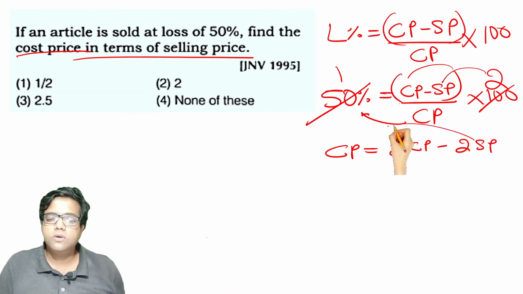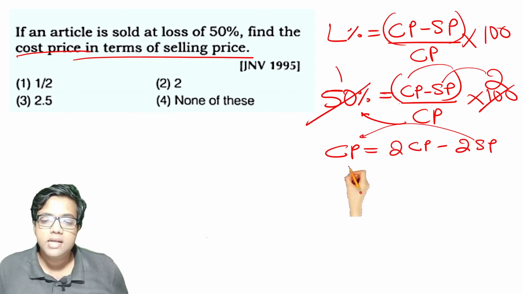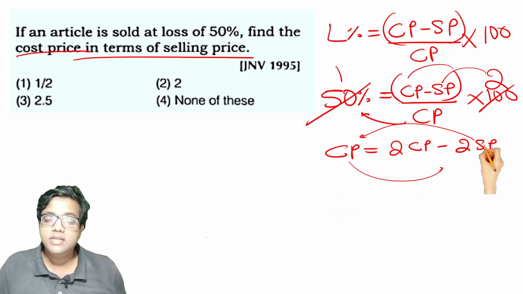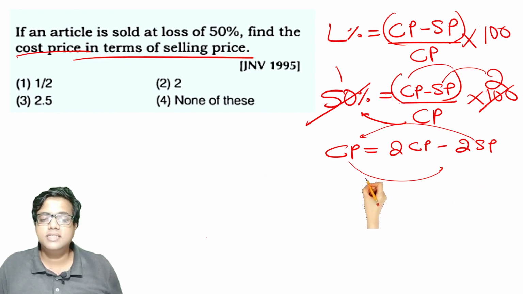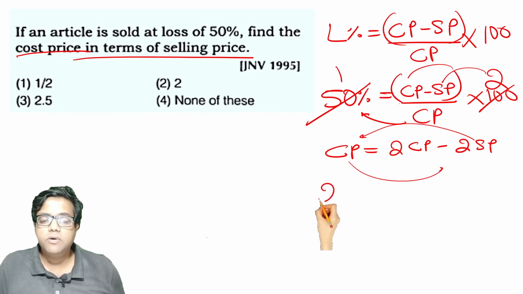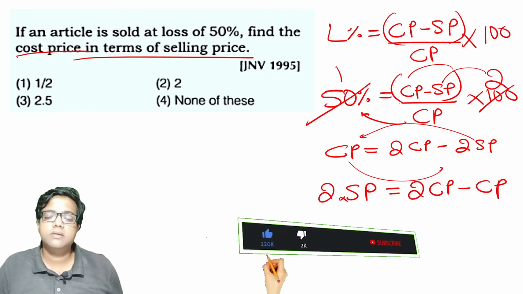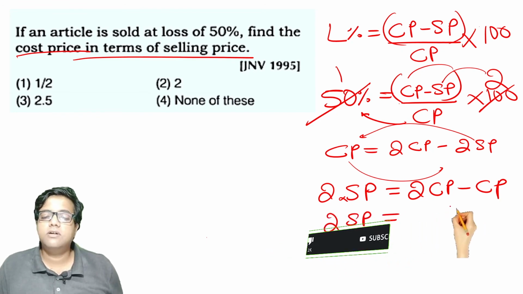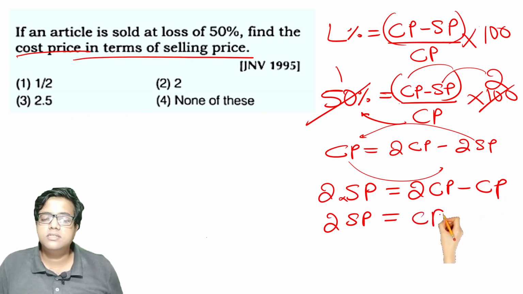This minus SP will come over to the right hand side, and this CP will come over to the left hand side. Minus 2SP will come over to the left hand side, CP will come over to the right hand side, so minus will become positive. 2 into SP is equal to 2CP minus CP. So 2SP is equal to 2CP minus CP, which is CP.